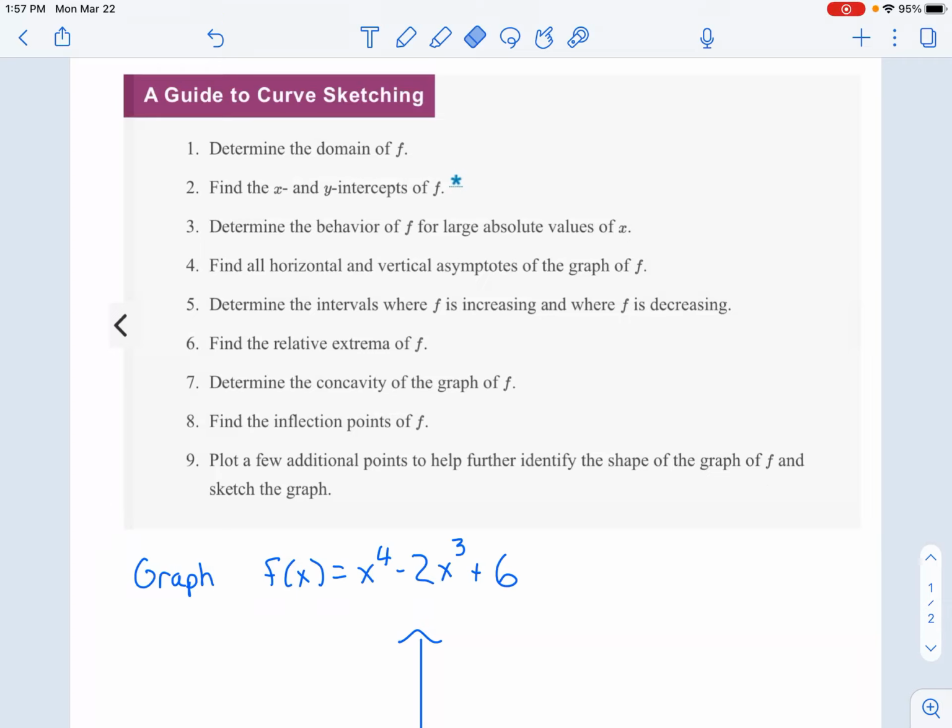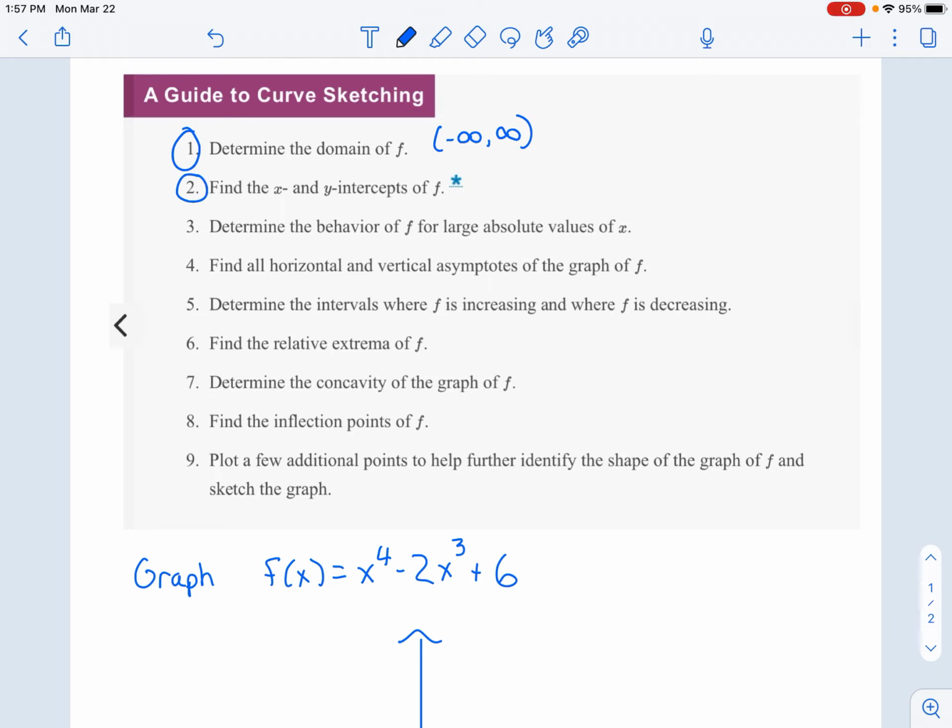Hi everyone, let's work through this polynomial, graphing it using our curve sketching steps. All right, first things first. The domain of a polynomial is all real numbers.